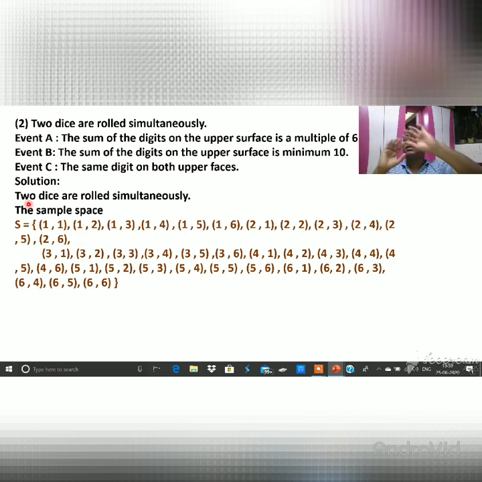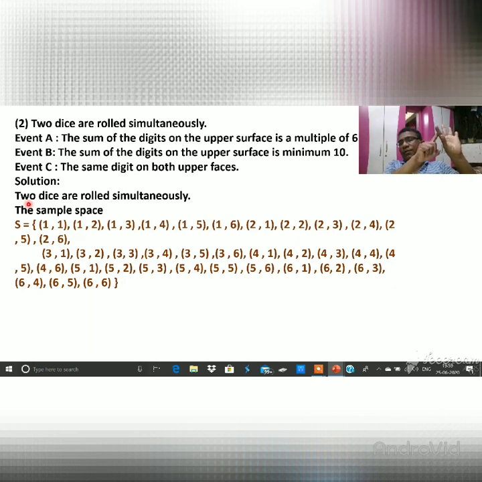3,1; 3,2; 3,3; 3,4; 3,5; 3,6. Okay, here you get 6, then you can take the next number after 3, which is 4. So 4,1; 4,2; 4,3; 4,4; 4,5; 4,6. Again you get 4,6, so you can take the next number after 4.